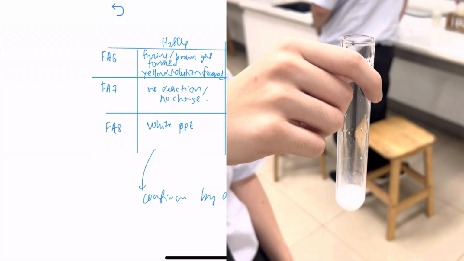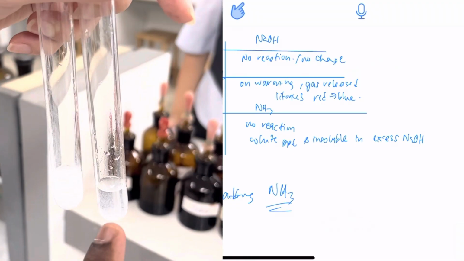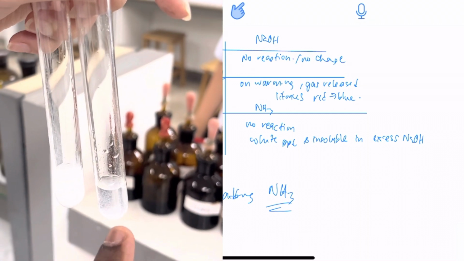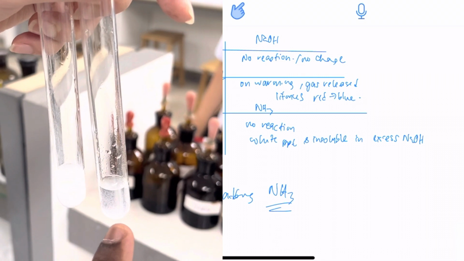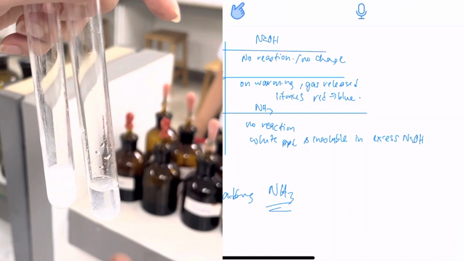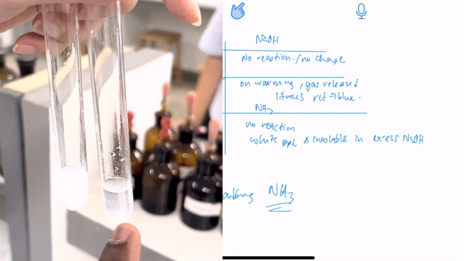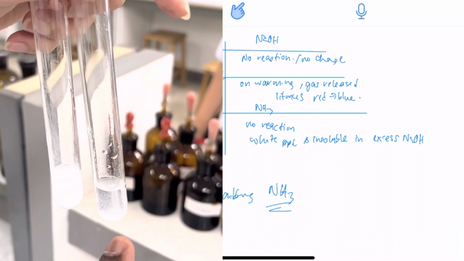Fa8 and sulfuric acid give a white precipitate, and most likely this will be barium sulfate. The test tube on the right shows the reaction of sodium hydroxide with Fa8 gives a faint white precipitate which is insoluble in excess sodium hydroxide.